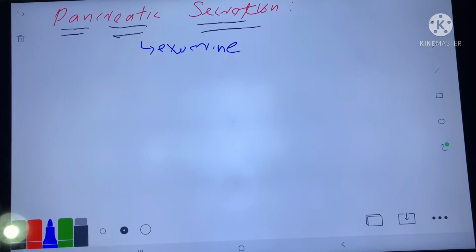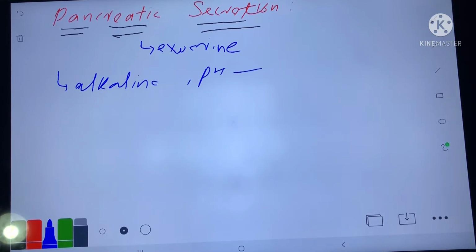So pancreatic secretion is always alkaline, having a pH of 8.3. Pancreatic secretion is rich in bicarbonate ion.